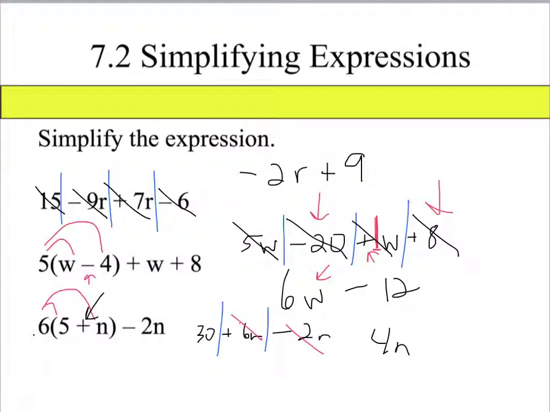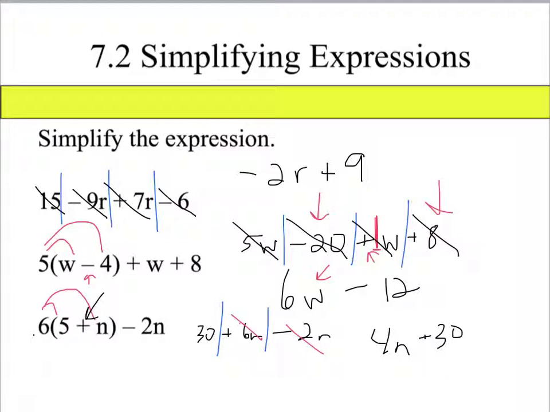Now, what else can I combine? Nothing. I can't combine anything because I still have a constant left. So I have plus 30. Can I combine those two? No! I cannot combine those because I have a variable and I have a constant. Whew, I'm glad you guys caught that one.